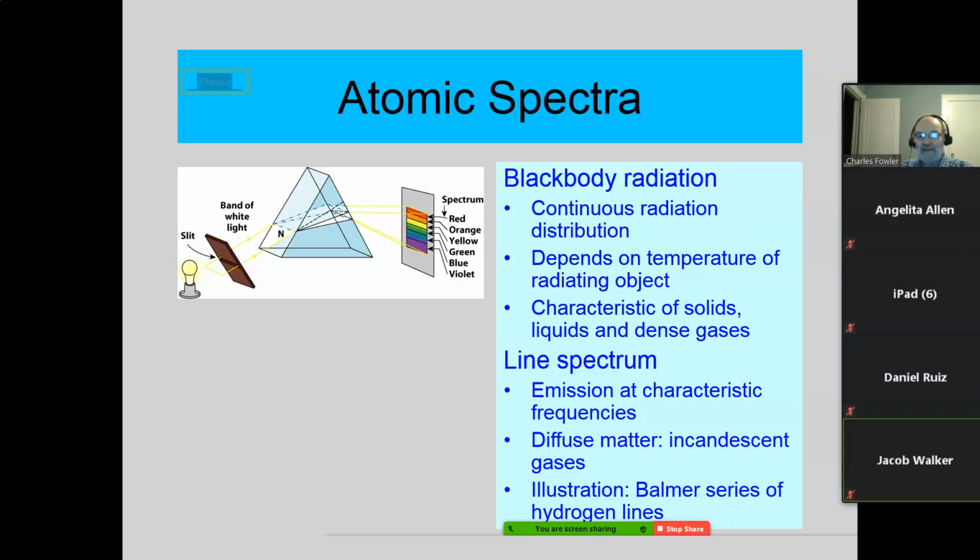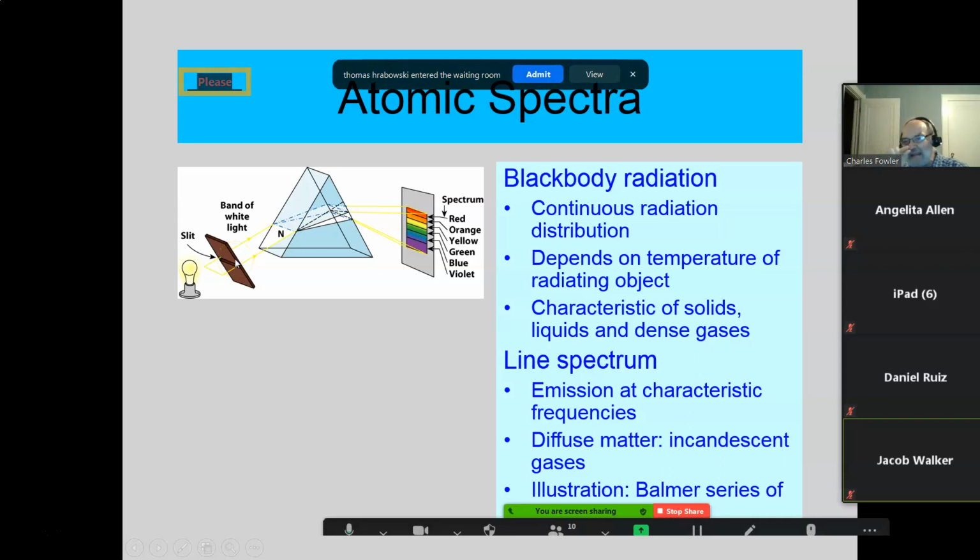Here's kind of an example. A regular old light bulb here. Looks like an incandescent light bulb. If you send that light through a slit, only a very narrow beam passes.